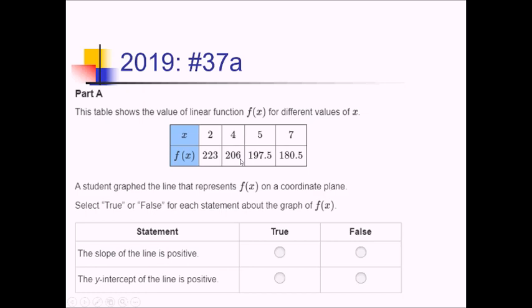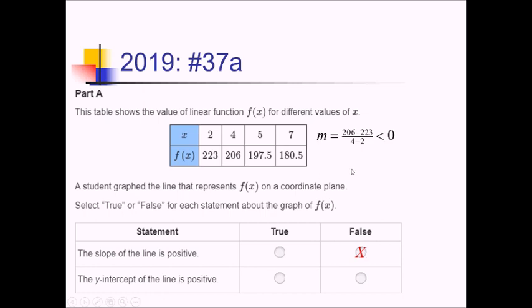So that slope should be negative. In general, you could write 206 minus 223 over 4 minus 2. But you'll see if you do this that this ends up giving you a slope that is less than 0. That's negative. So in answer to the first question, is the slope of the line positive? Well, clearly it is not, so that's false. How about the next one now?